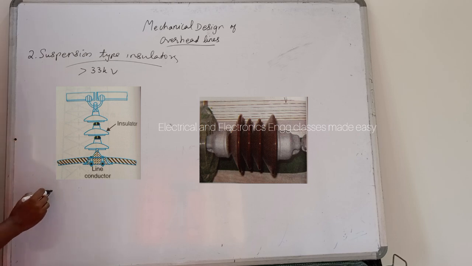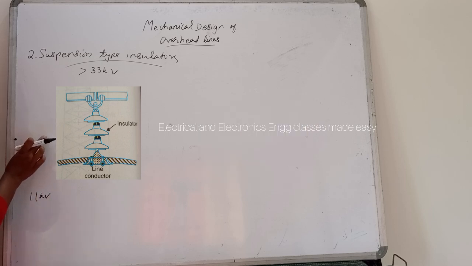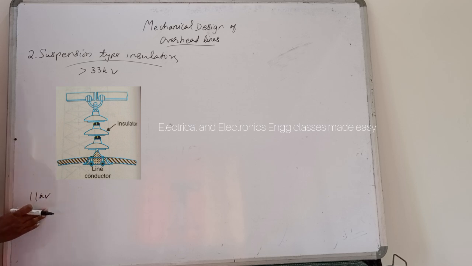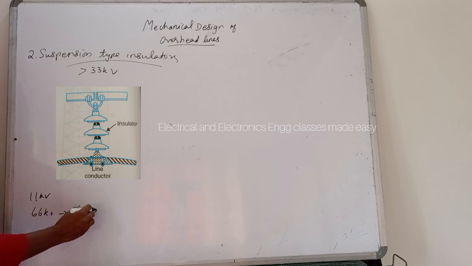Then each unit or disc is designed for low voltage, that is about 11 kV. So the number of discs in series would obviously depend upon the working voltage. For instance, if the working voltage is 66 kV, then 6 discs in series will be provided on the string.